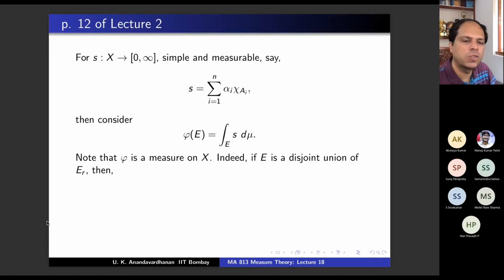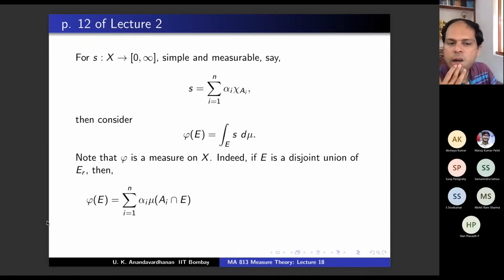It can be directly done. So if E is a disjoint union of E_r, then phi of E is the integral of s d mu over E, and E is a disjoint union of E_r, right? So only the A_i intersections.